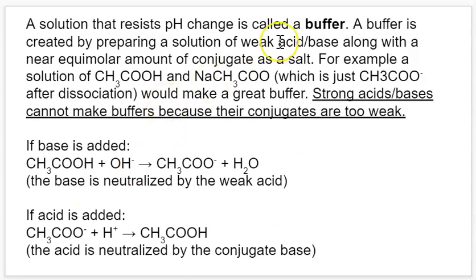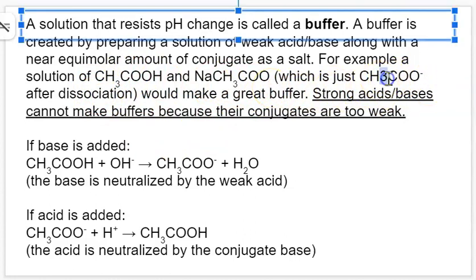A solution that can resist pH change is called a buffer. And a buffer is created when you're preparing a solution of weak acid or base along with a near equimolar amount of its conjugate as a salt, like we saw in that problem where the amount of base and conjugate acid were the same, and we ended up with a pKb equal to the pOH. And for example here, say we had a solution of acetic acid and we mixed that with sodium acetate, which after dissolution would just be acetate ions. This would make a great buffer.